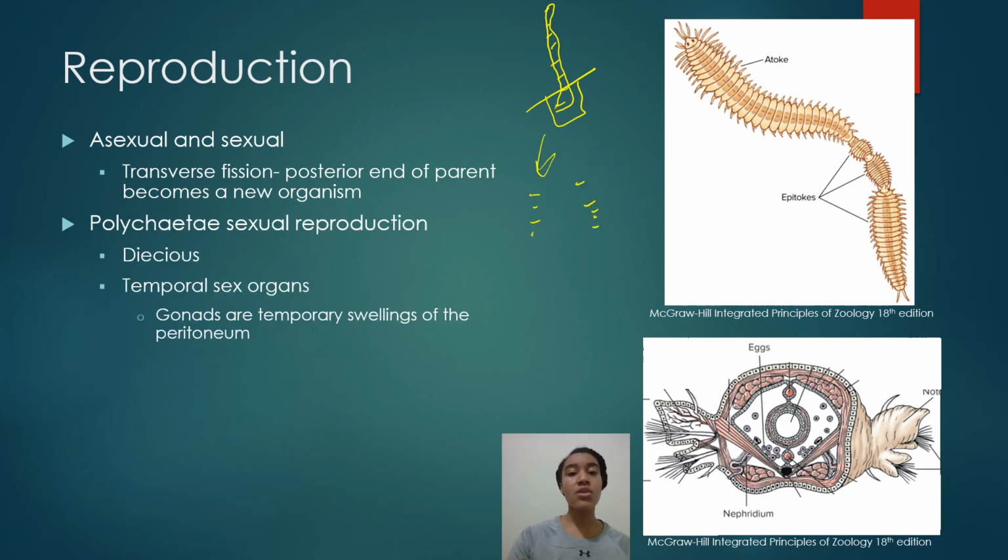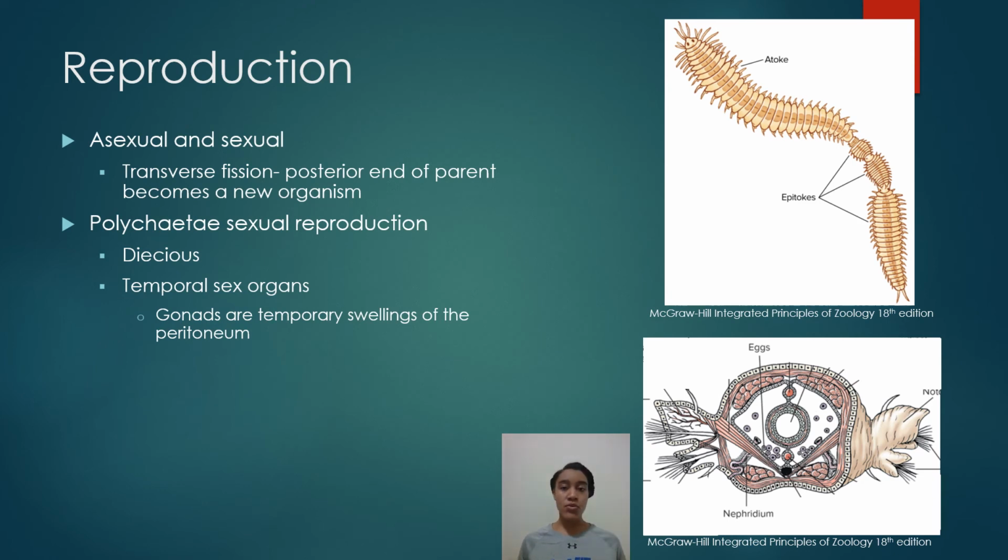In annelids, they can also undergo sexual reproduction, and sexual reproduction in polychaetes and oligochaetes is a little bit different, so I've split this portion of the lecture into two parts. In the case of polychaetes, they are dioecious, so they have both male and female sexes. And in polychaetes, they also have temporal sex organs.